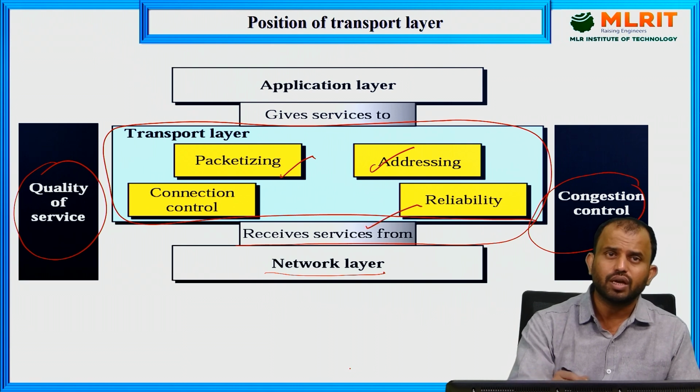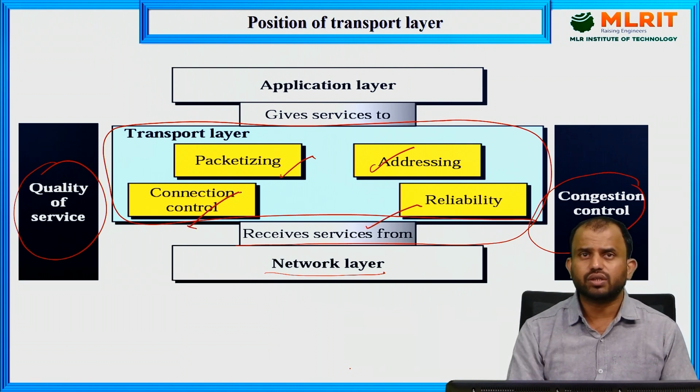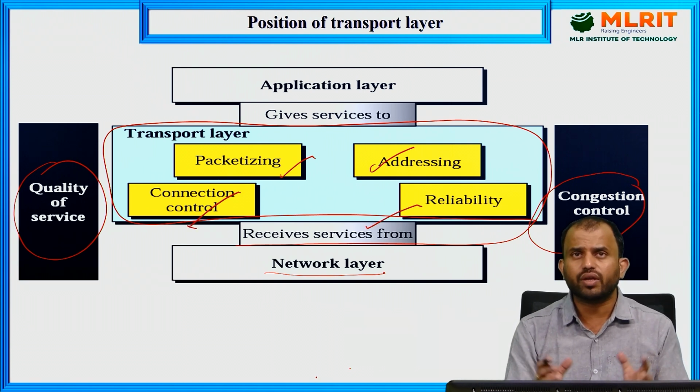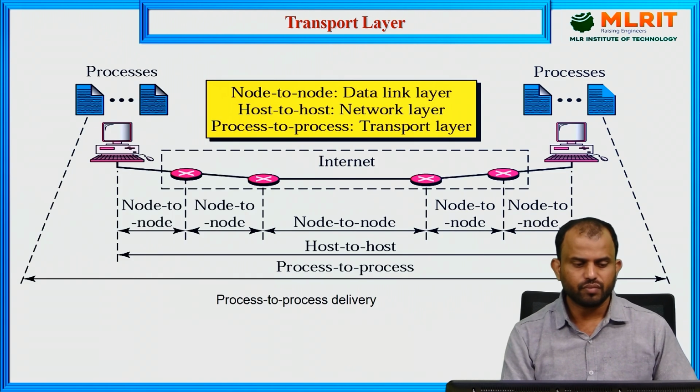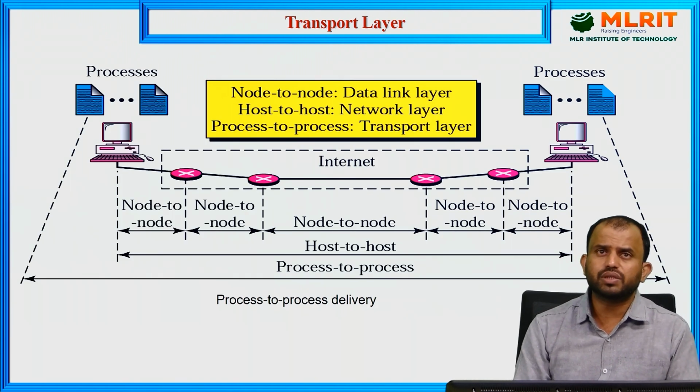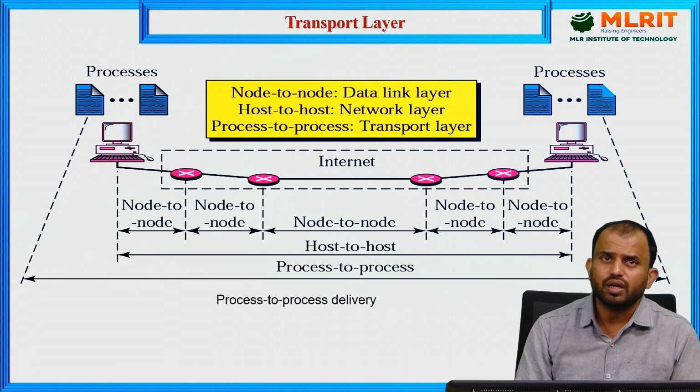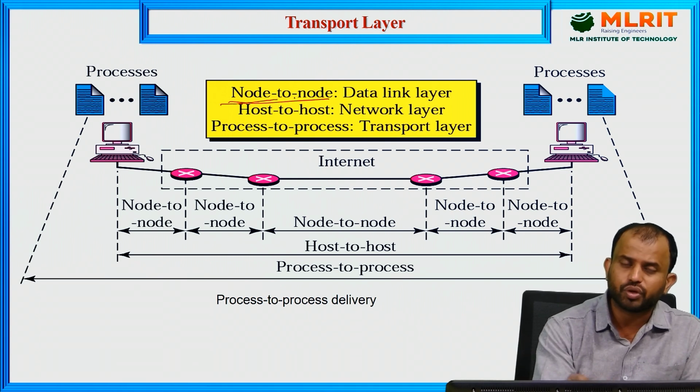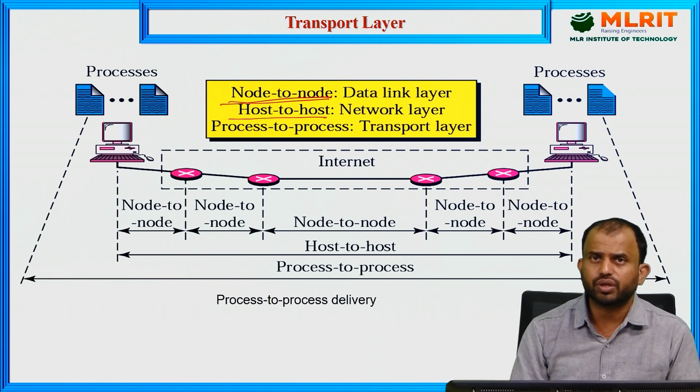We need that one, as well as connection control. That is the kind of services we offer in the transport layer. Previously, when discussing the data link layer and the network layer, we saw that node to node communication is there in the data link layer, and in the network layer host to host communication is established.